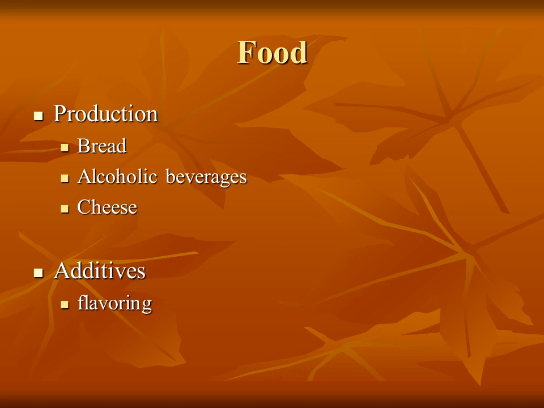For food microbiology, we use microorganisms to produce things such as bread, alcoholic beverages, and cheese. We use them also for additives and for flavoring. If you were to look at the label on a lot of the things you eat and some of the flavors that are added, where do those come from? Some of the preservatives that are added, where do those come from? Usually you have microorganisms that are producing those in an industrial setting so that you can add that flavor, add that enzyme, etc.